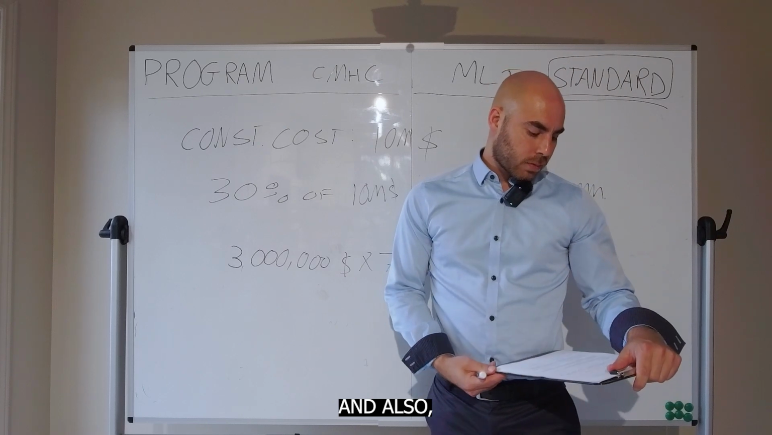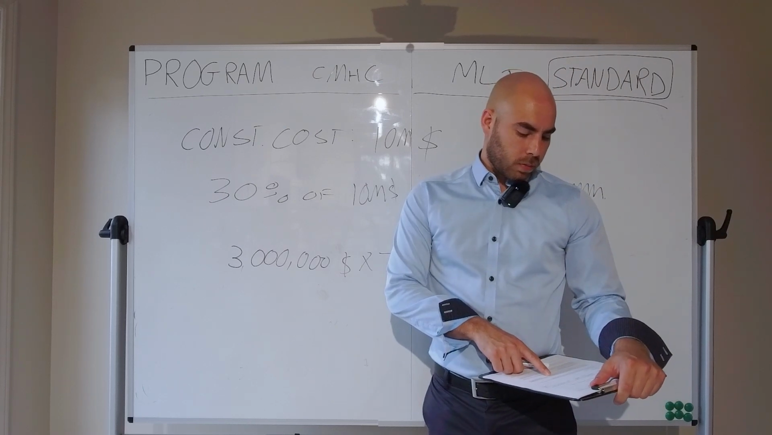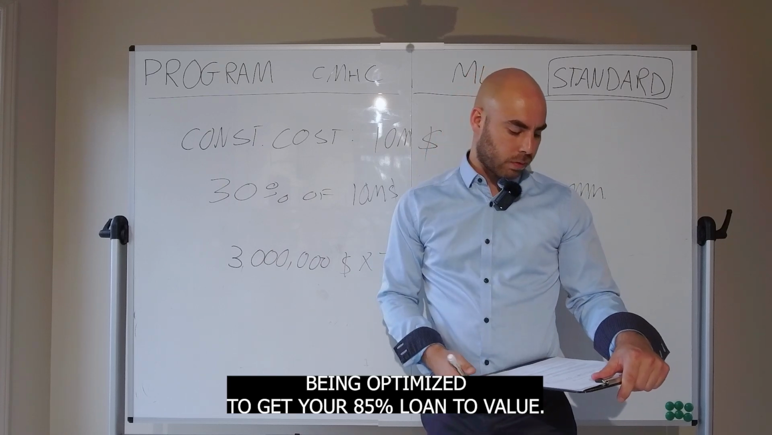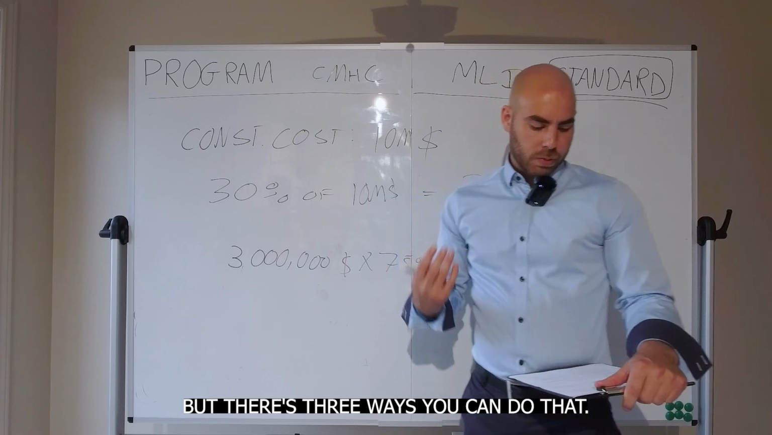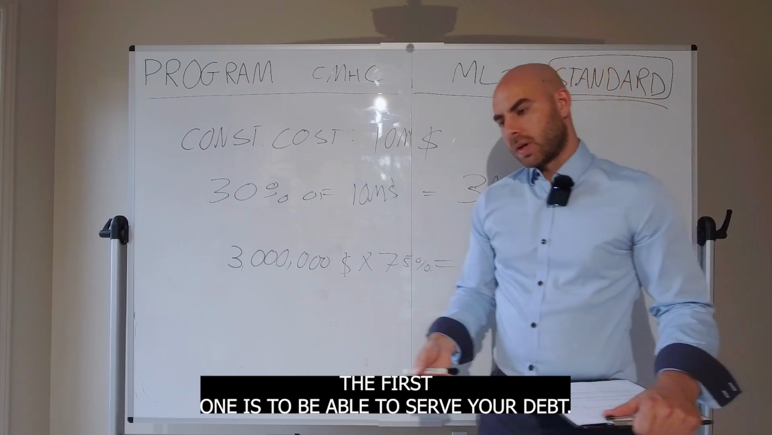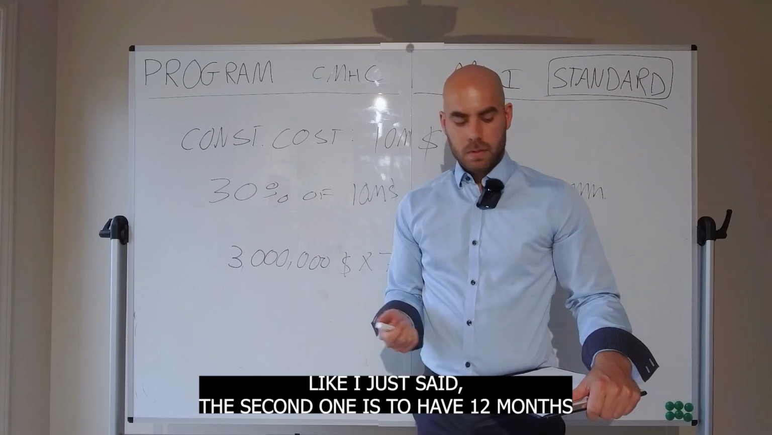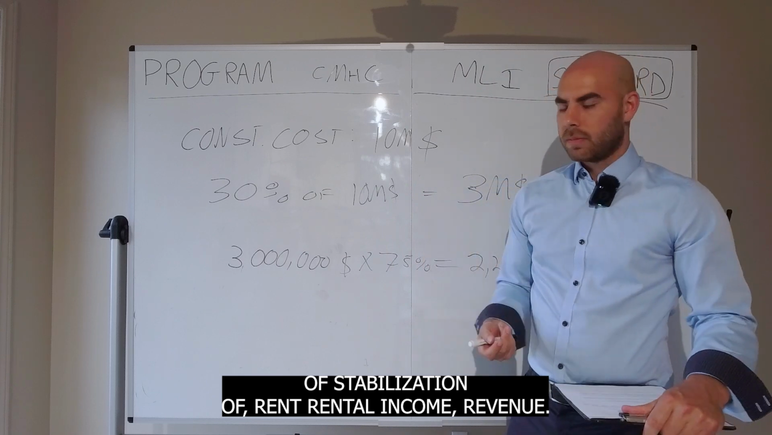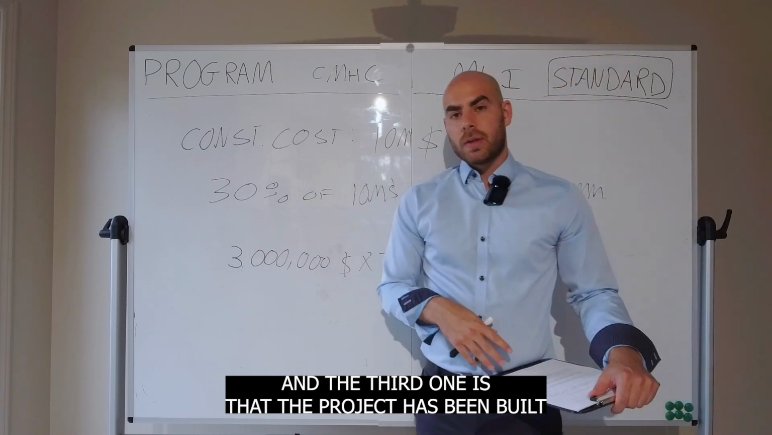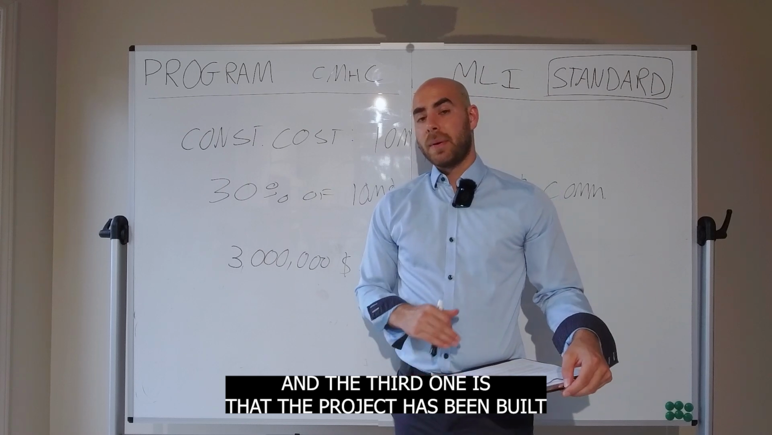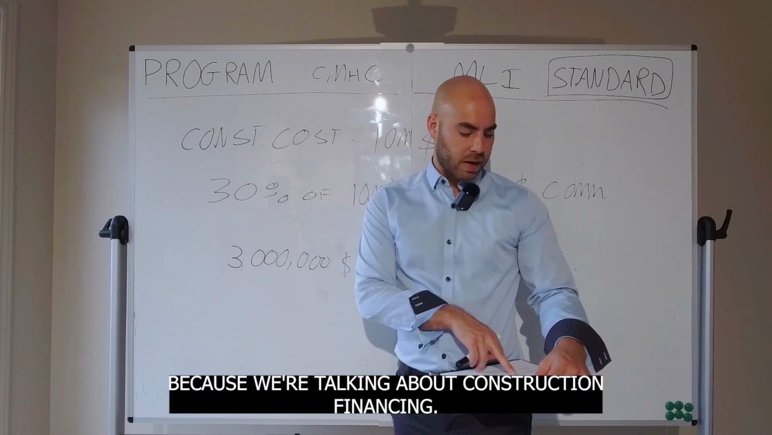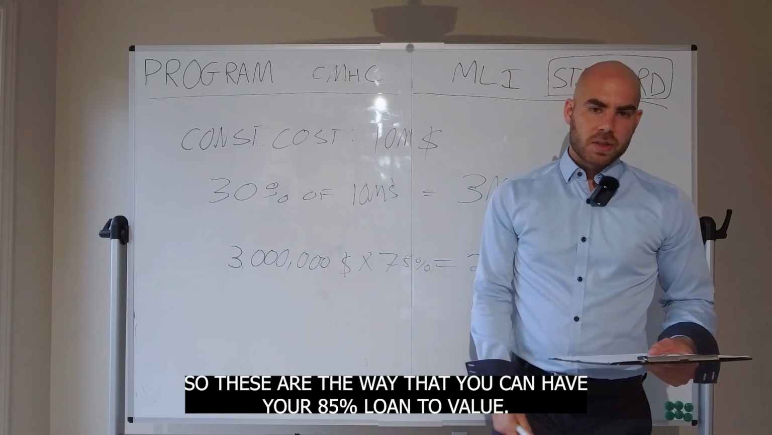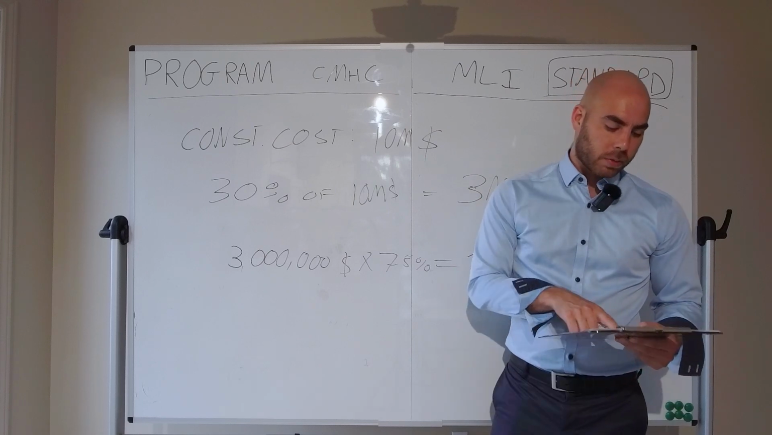And also, we're just talking about the building being optimized to get your 85% loan to value, but there are 3 ways you can do that. The first one is to be able to service your debt, like I just said. The second one is to have 12 months of stabilization of rental income, revenue. And the third one is that the project has been built, because we're talking about construction financing, the project has been built for 24 months. So these are the ways that you can have your 85% loan to value.